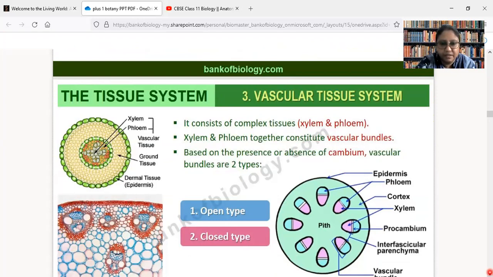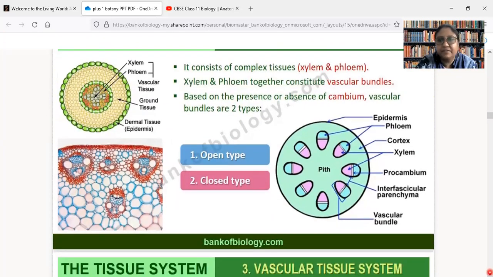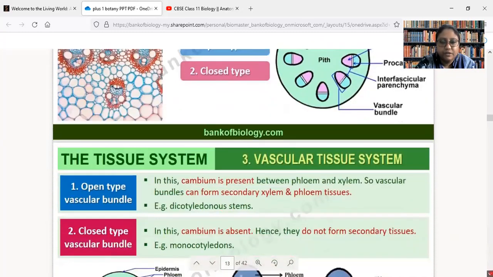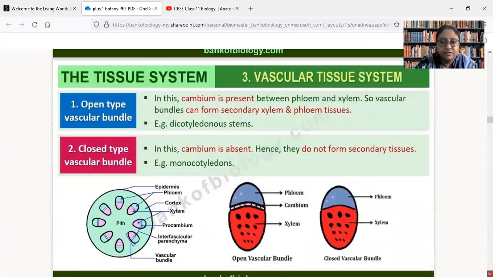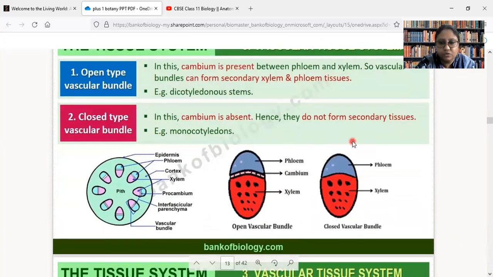called vascular bundle. If the plant has secondary growth, that means in between xylem and phloem there will be presence of cambium. We call such a vascular bundle open type. And if that is absent, we call it closed. Do not get confused. Always remember, where xylem and phloem are close to each other and there is nothing between them, that is a closed vascular bundle. And where cambium is present between them, it is called an open vascular bundle.